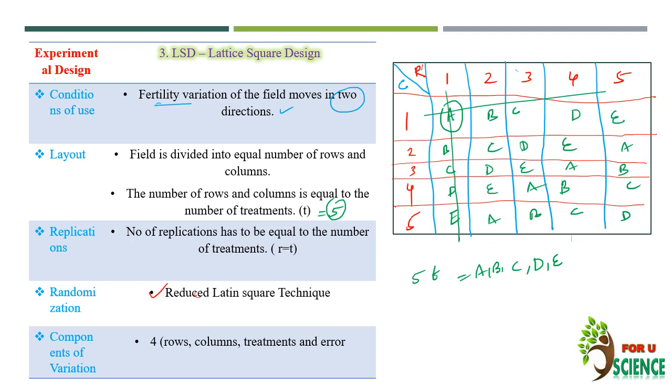Now, if we look at the components of variation in the field, variation is present from this side to this side and this side to this side. That means from row to row and column to column, and there may be variation due to the treatment, and there may be some experimental error too.